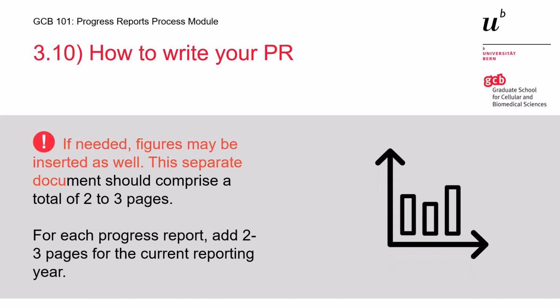This separate document should comprise a total of 2 to 3 pages. For each progress report, add 2 to 3 pages for the current reporting year. When you no longer have space in Section 7, you may attach a separate document with the research report. In this case, please merge the document with the rest of the form into one single PDF file.